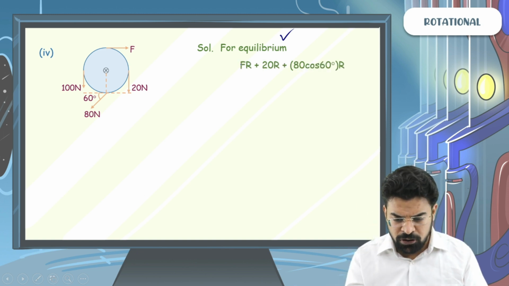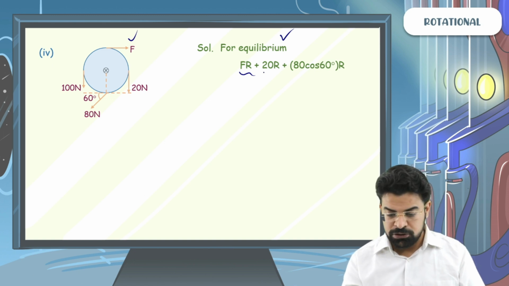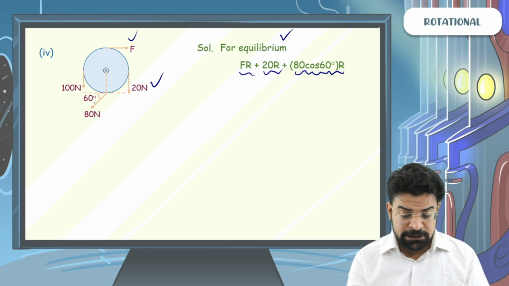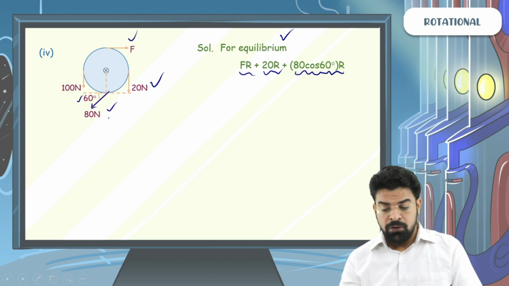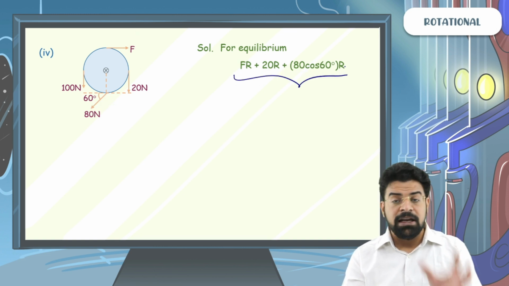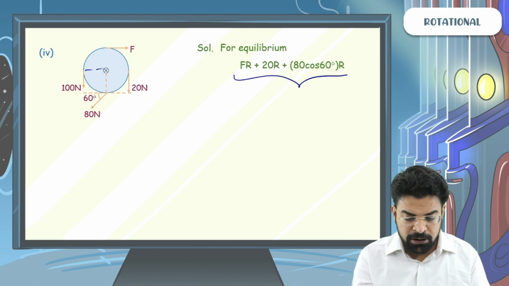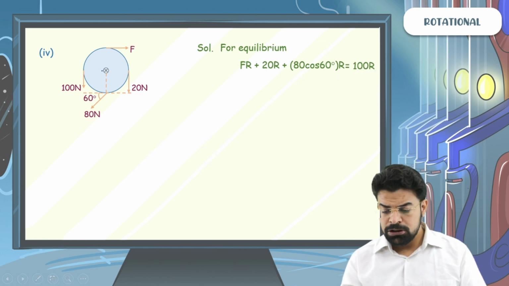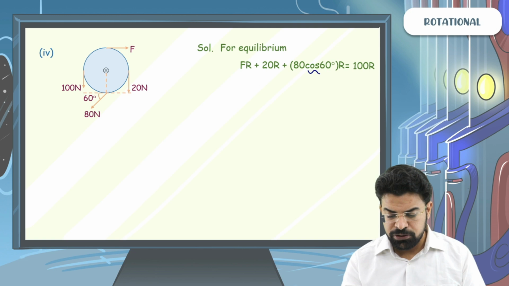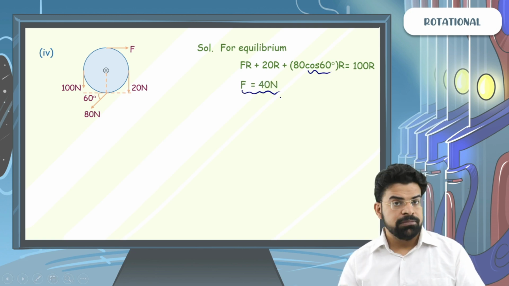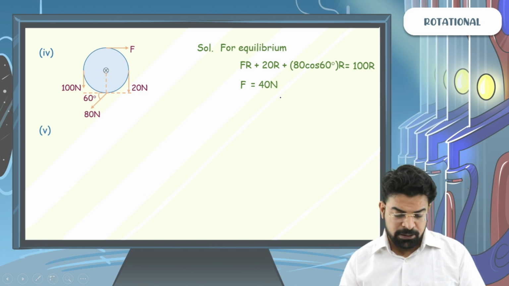The clockwise torque will be Fr due to this force, plus 20R due to this force, plus 80 cos 60 R because of this third force. So the whole of this represents the net clockwise torque, and this has to be equal to the anti-clockwise torque, 100 into R. So on cancelling R and substituting the value of cos 60 as half, you get F comes out to be 40 Newton.